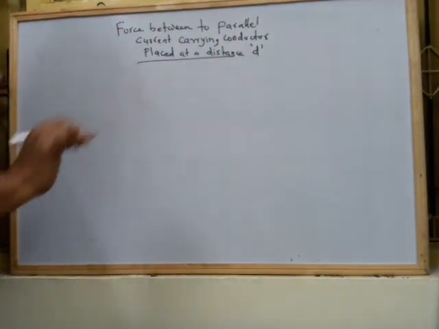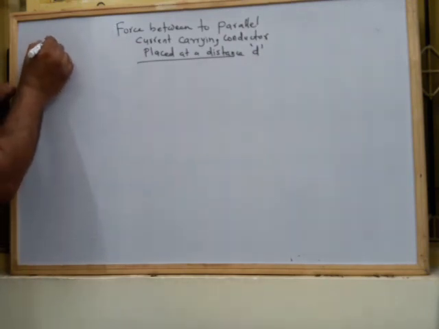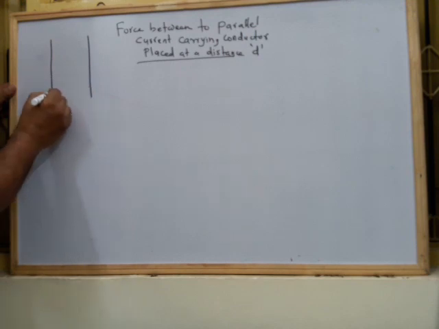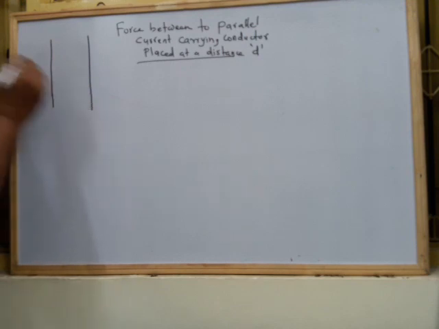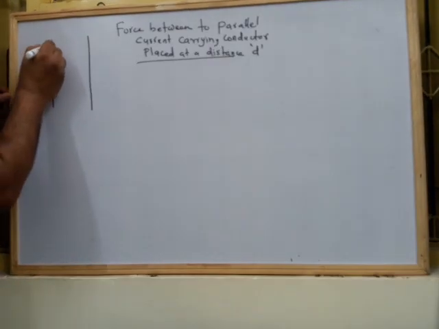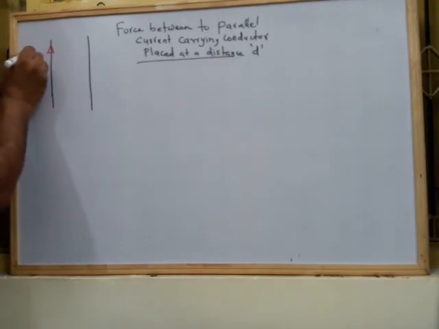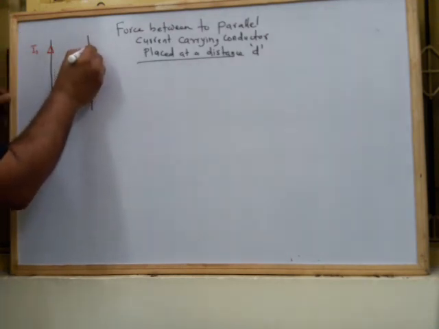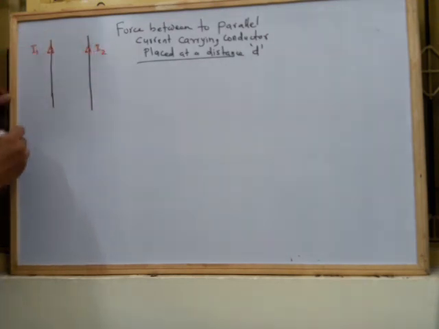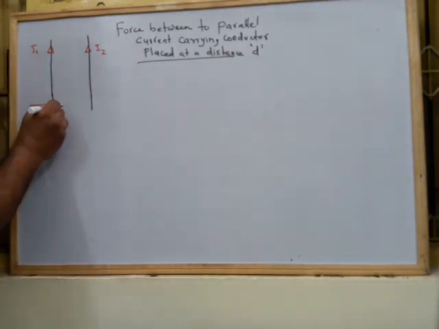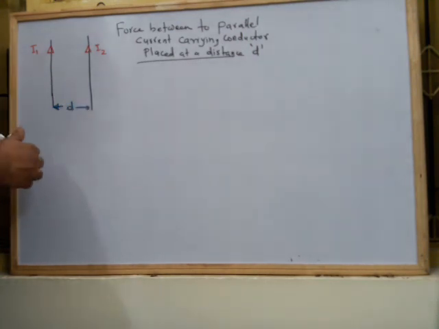So you see here, what I want to say is that, say for example, there are two parallel conductors, they are carrying current. Say for example, in this conductor the current is flowing in this direction, and in this conductor the current is flowing in this direction. And we know that the distance between these two conductors is d.